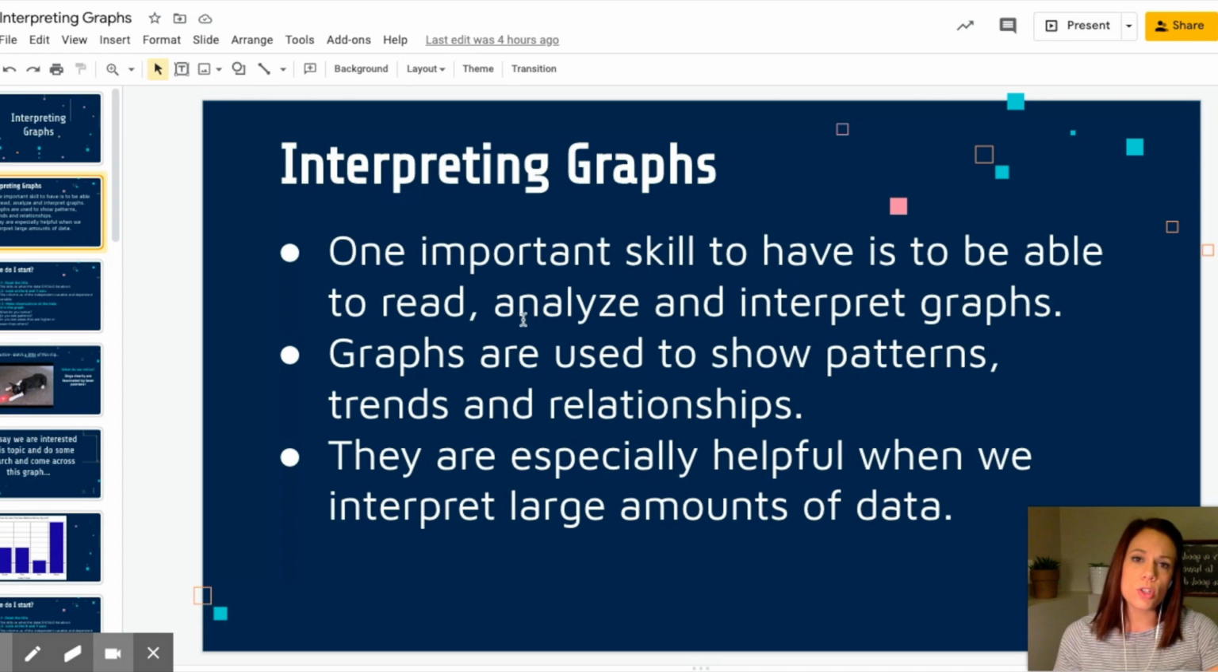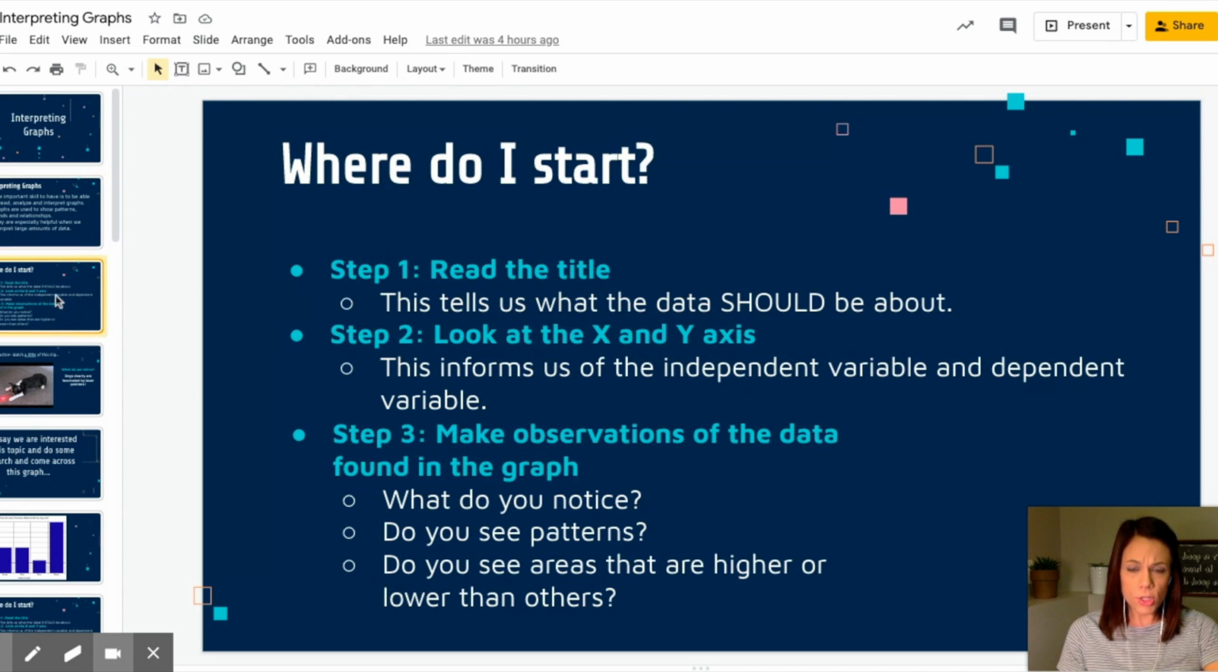Again, graphs are used to show patterns, relationships, and trends. And we use them a lot of times when we have a large amount of data. Sometimes we can figure out patterns and trends and relationships with just a data table. But when we have a lot of data, that's sometimes too overwhelming to identify those things. So that's what a graph is used for. There are three main steps for interpreting a graph. Let's say you have a graph and you're looking at it. There's three steps that we like to go by.